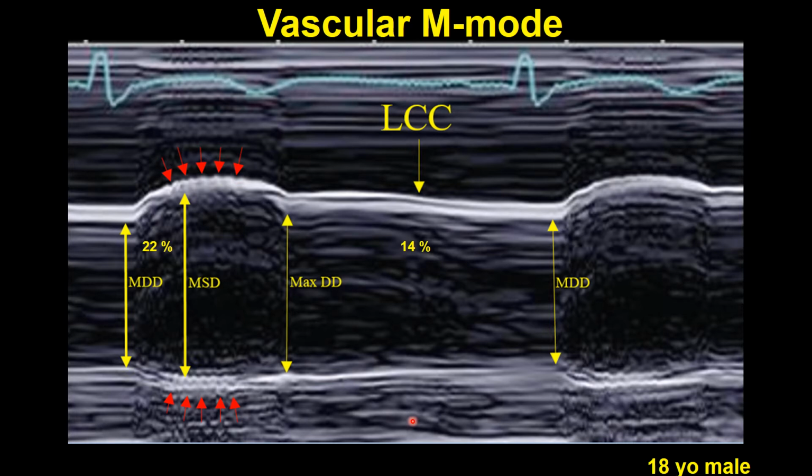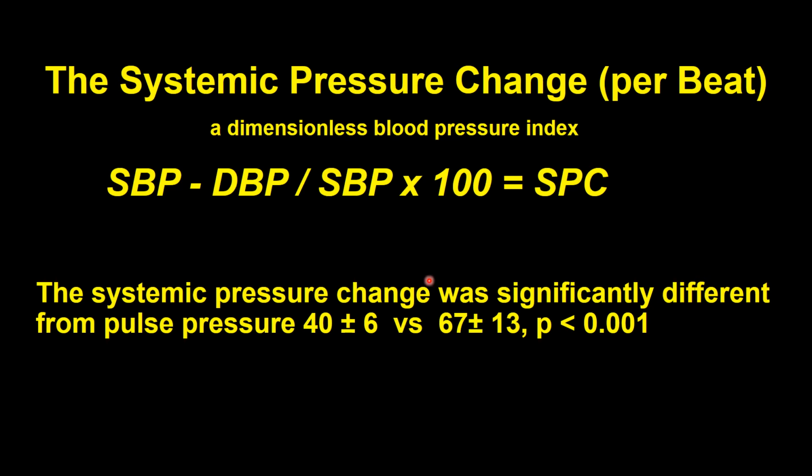But this raises the question, if the distension changed by 22%, how much did the pressure wave change? Okay, so we can calculate that. The systolic blood pressure minus the diastolic blood pressure divided by the systolic blood pressure times 100, and that equals the systemic pressure change for each beat. And this is a dimensionless blood pressure index, which opens up a whole lot of possibilities.